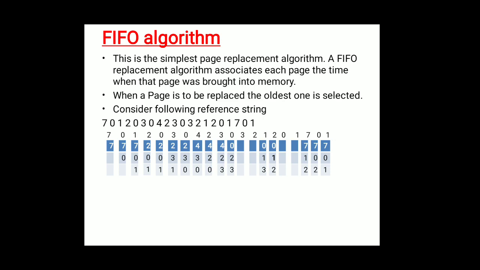Now similarly for the page number 2, page number 2 is also not available, so we have to get page number 2 from the hard disk and we have to store it, and this time page number 3 will be replaced with page number 2, since page number 3 is the oldest page and that has to be replaced with the page number 2.